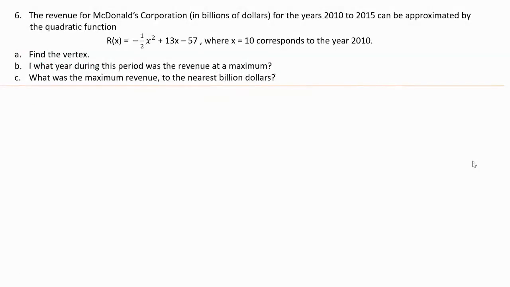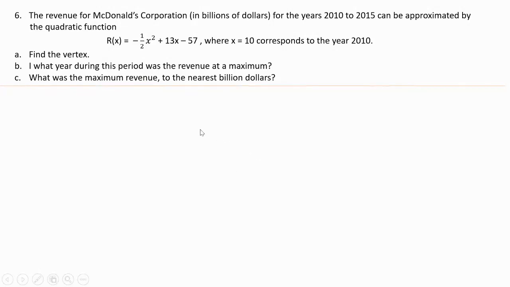Now, how do you apply quadratic equations in real life situations? This is number 6, which explains that situation. So for example, it says the revenue for McDonald's Corporation in billions of dollars for the years 2010 to 2015 can be approximated by the quadratic function r of x equals negative 1/2 x squared plus 13x minus 57, where x equals 10 corresponds to the year 2010.